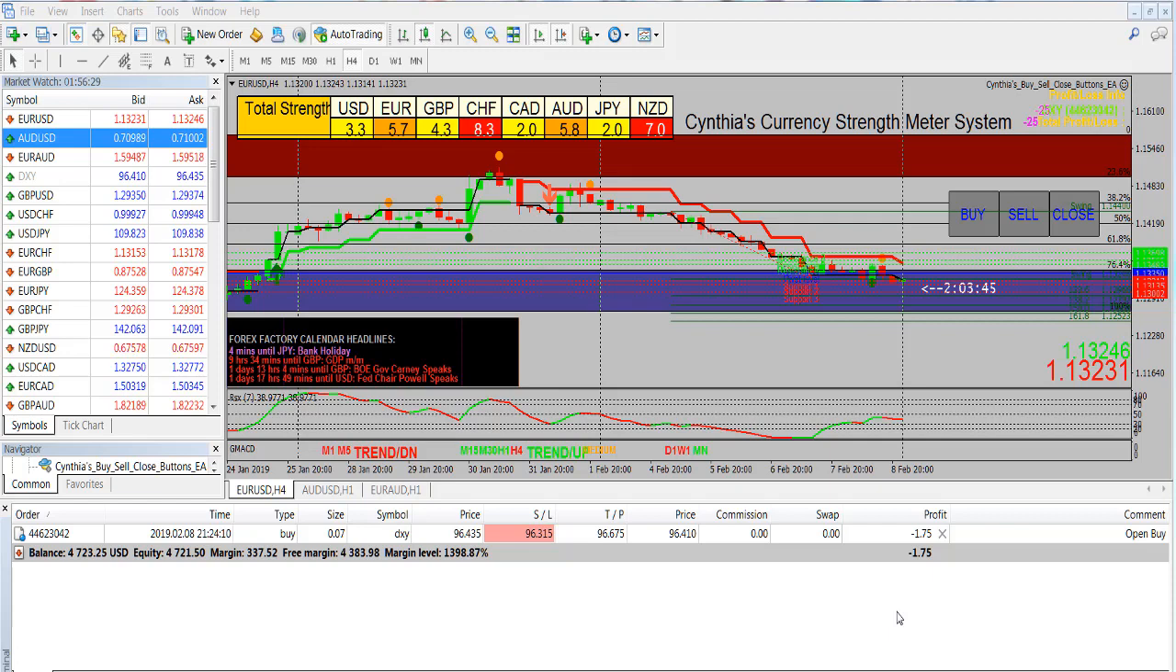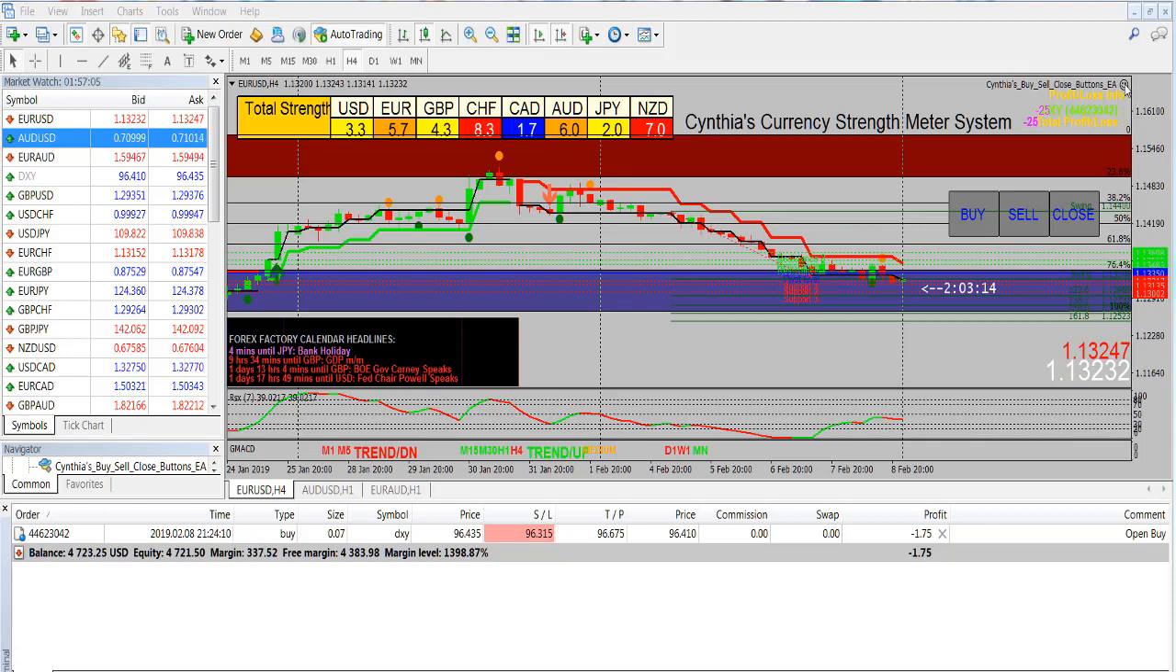In this training video I'm going to show you how to use my new buy sell close button, which is my trade placement button and the trade management button that has my trailing stop inside of the button. And this is a one click for placing your buy or your sell trade or even to close. And this is the buy sell close button EA up here in the right corner.